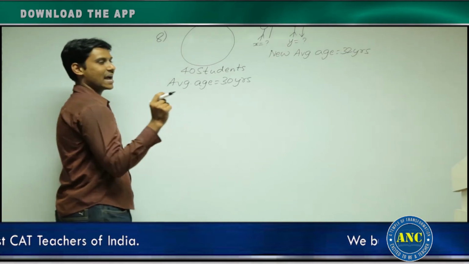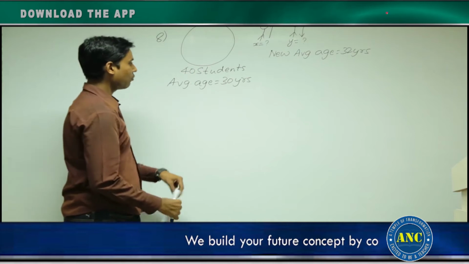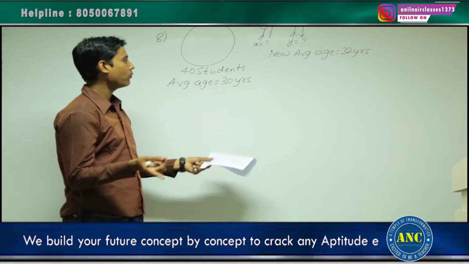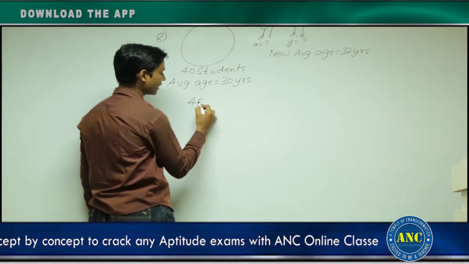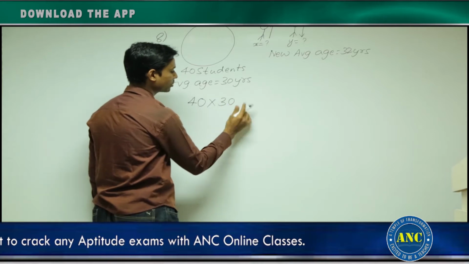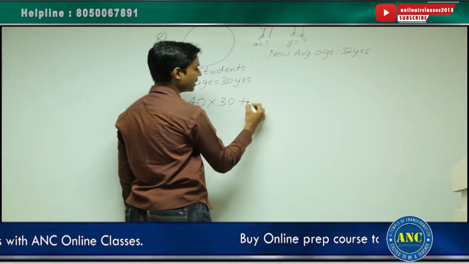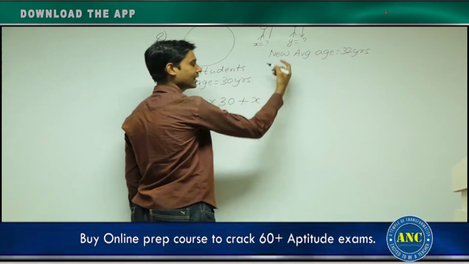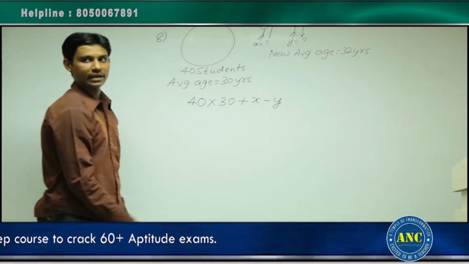What is average? Average is nothing but sum of the quantities divided by number of quantities. 40 students are there. Average age is 30 years. What is the total sum? Total sum of the entire class as of now is 40 into 30. One student joins the class. His age is x years. Another student leaves the class. His age is y years. Because he is leaving the class, I will put a negative sign.